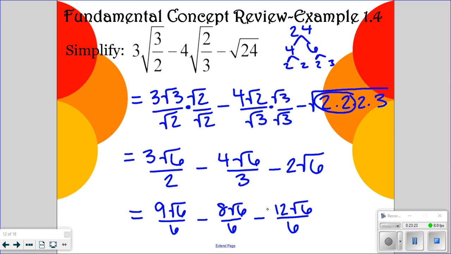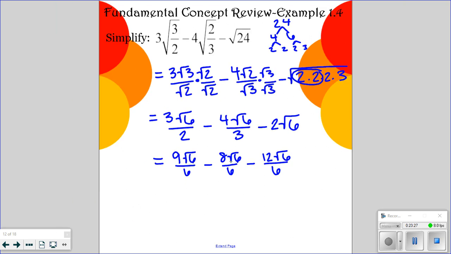They all have the same radical, so we can combine these. 9 minus 8 is 1, minus 12 is negative 11. Square root of 6 over 6. This radical does not reduce, and 11 over 6 does not simplify any further, so this would be your answer. So that's how you simplify a problem like that.